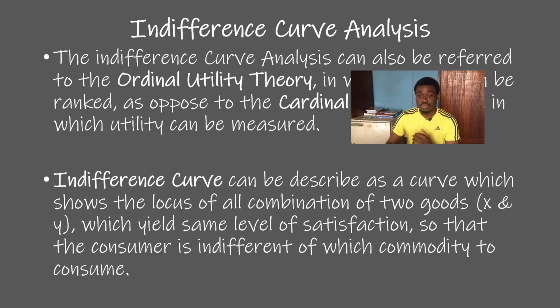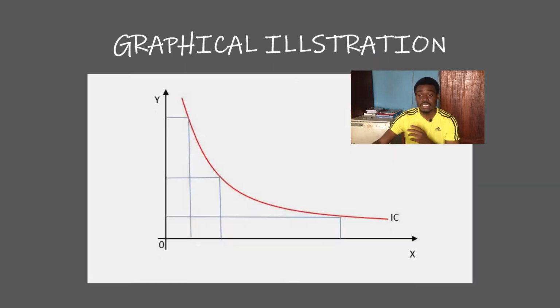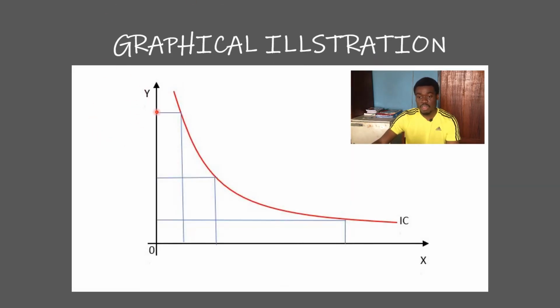Now, moving on, we have the graphical analysis. As you can see on this slide, we have the indifference curve. On the vertical axis, we have the y commodity, and on the horizontal axis, we have the x commodity. You can see the indifference curve is painted in red, labeled IC, which is the indifference curve. These are combinations of two goods, x and y, which the consumer can consume while remaining on the same level of satisfaction. I hope you get me. So as you can see, this is the indifference curve. I will tell you more about it when we get to the properties of the indifference curve.